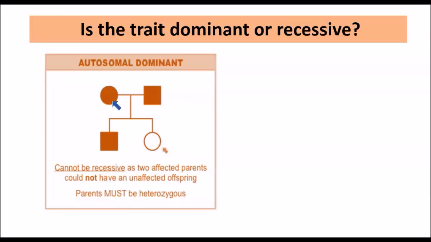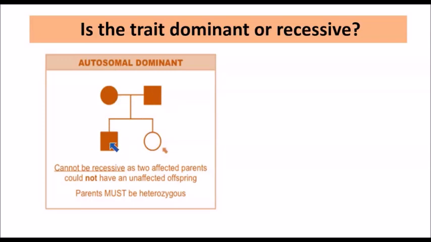So it is actually impossible for both parents to have the recessive trait and then have a child that does not even have the trait. Therefore this is showing you that this particular trait would have to be dominant, because it produced one child that has the actual trait and one child that is unaffected. So both parents would have to be heterozygous.